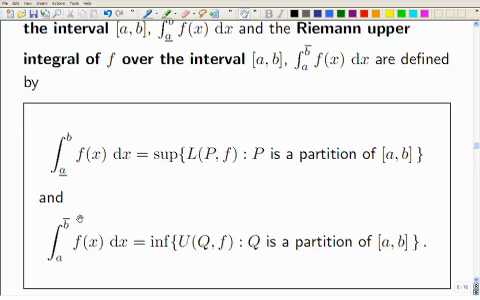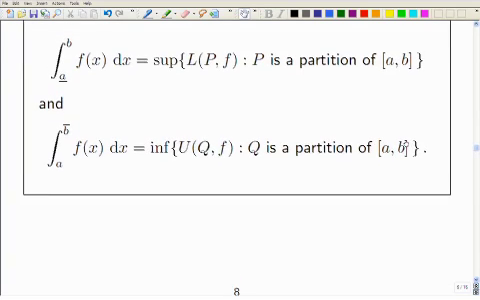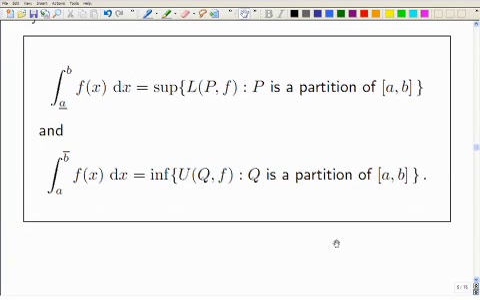And now you've got two different numbers, the Riemann lower integral and the Riemann upper integral for the function over the interval. And the question is, are they the same? And the answer is sometimes yes, sometimes no. Any questions on the definitions of the lower integral or the upper integral?